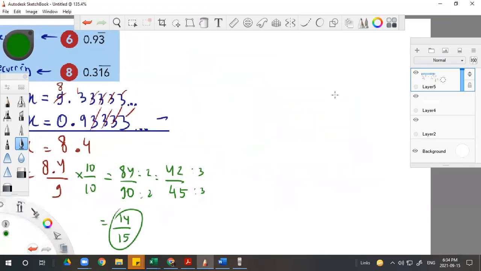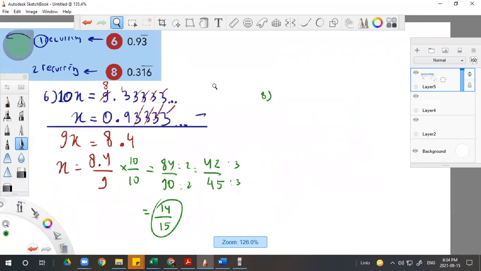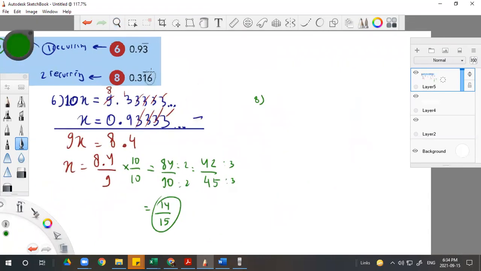One more question. 0.31161616. It's 2 recurring decimals, right? Because the bar is only over 2 numbers. So write x equals 0.3161616. Not 316, be careful, because the recurring part is only 16. And if it's 2 recurring decimals, we have to multiply by 100. So it has to be 100x, right? Because with 3 recurring numbers, multiply by 1000. 4 recurring numbers, multiply by 10,000, and so on.